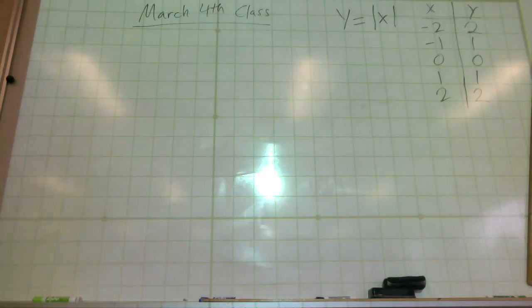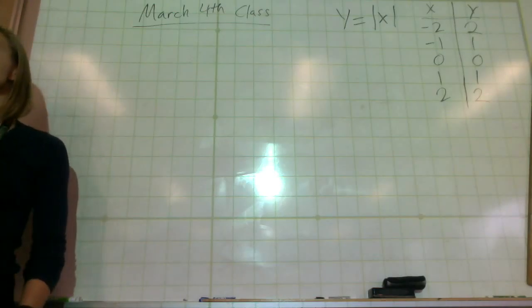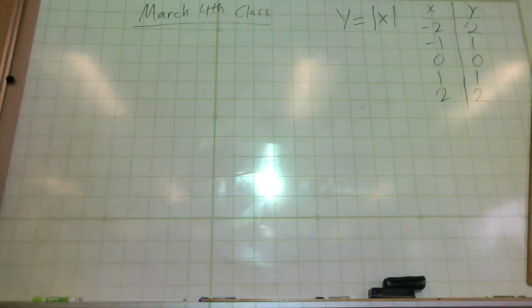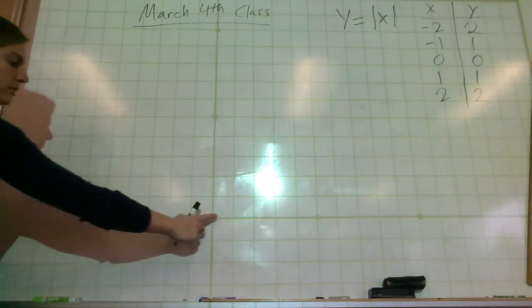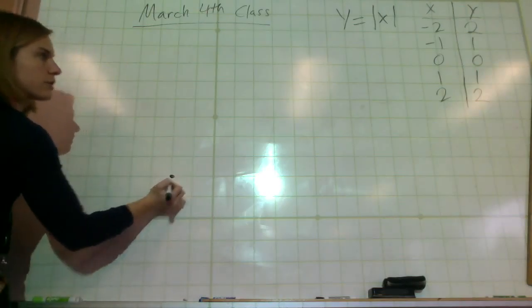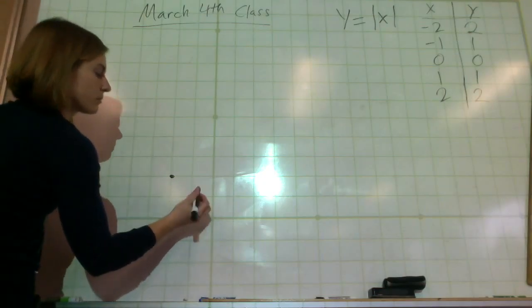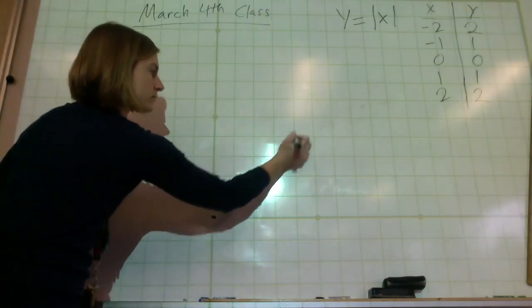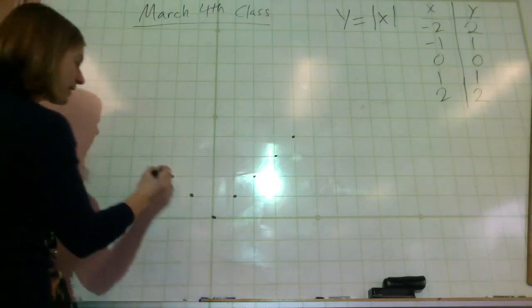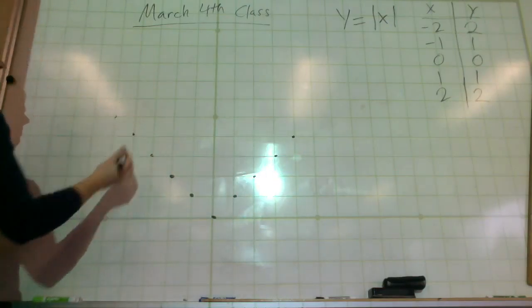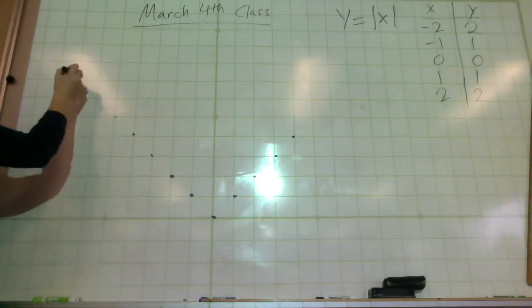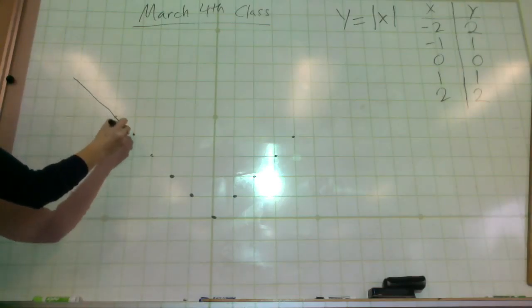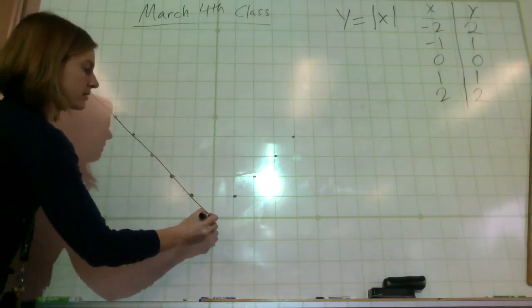So negative 2 is 2 spaces from 0. Negative 1 is 1 space from 0. 0 is 0 spaces from 0. So let's put in those points. So negative 2, 2, negative 1, 1, 0. It's like a V. It is a V. It's an exact V. So it's kind of similar to that linear equation, except that it breaks itself in the middle.